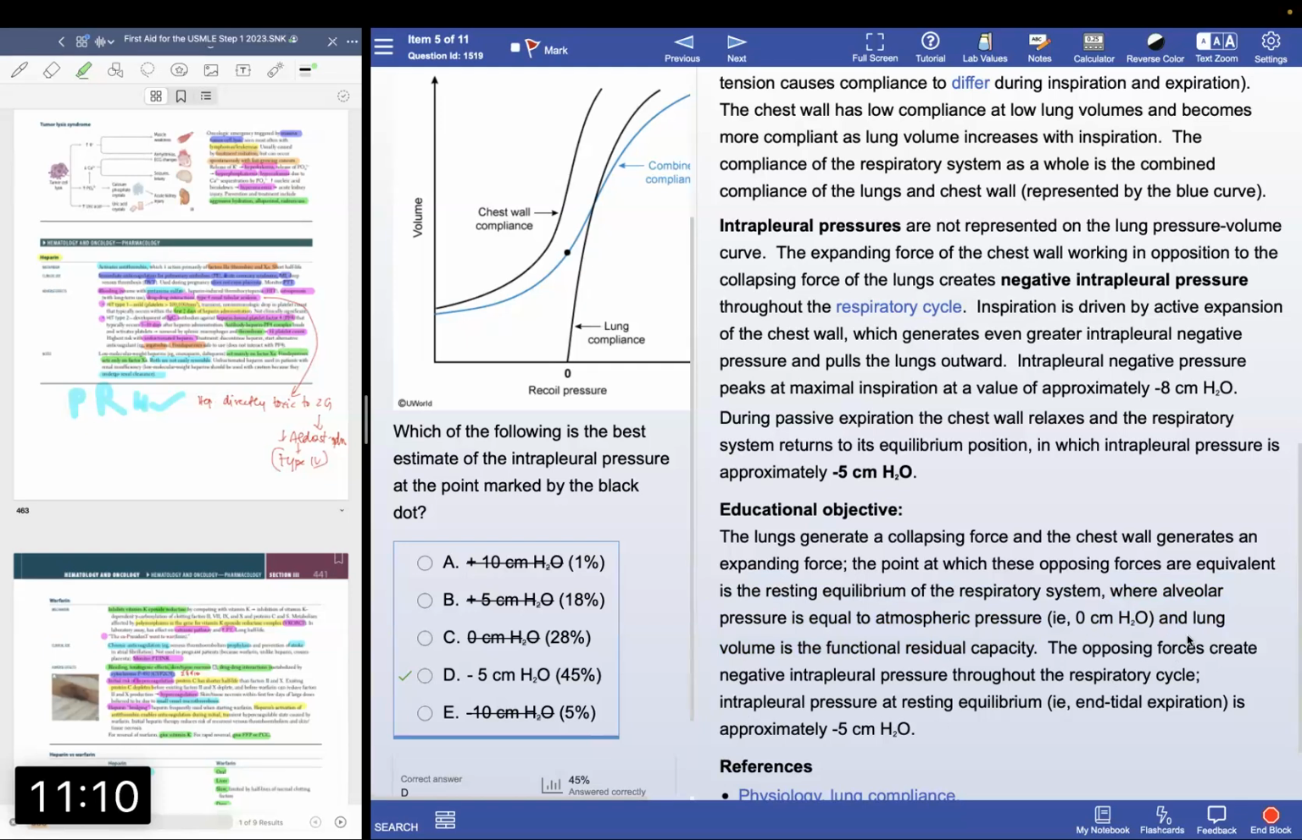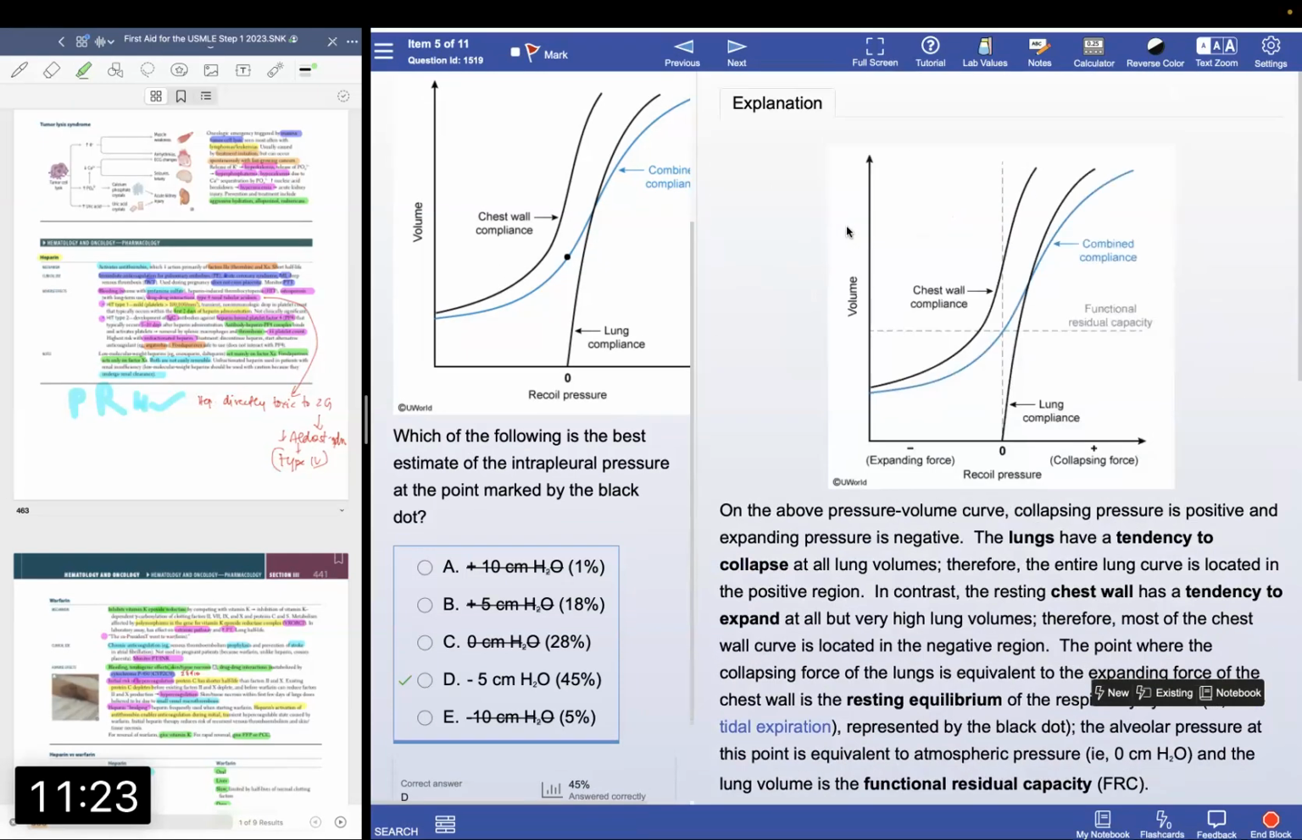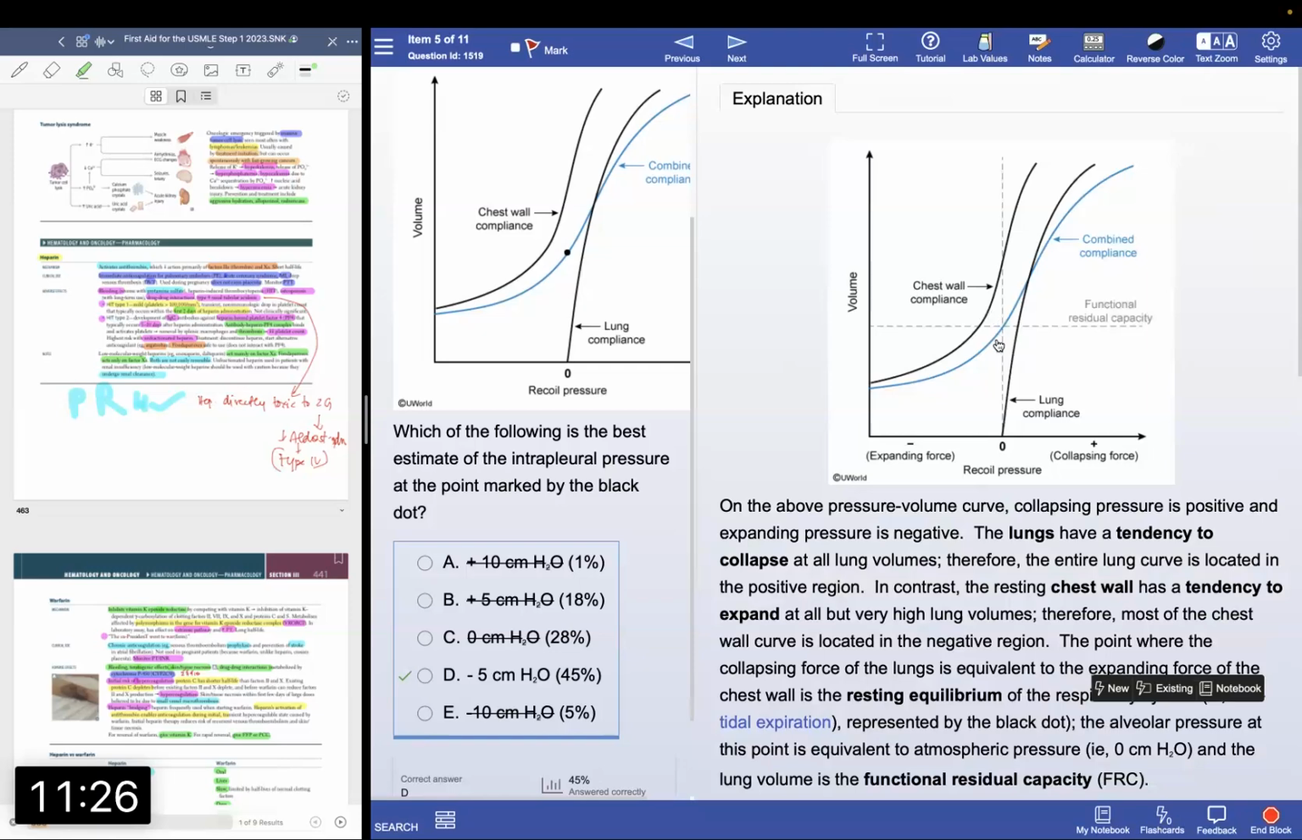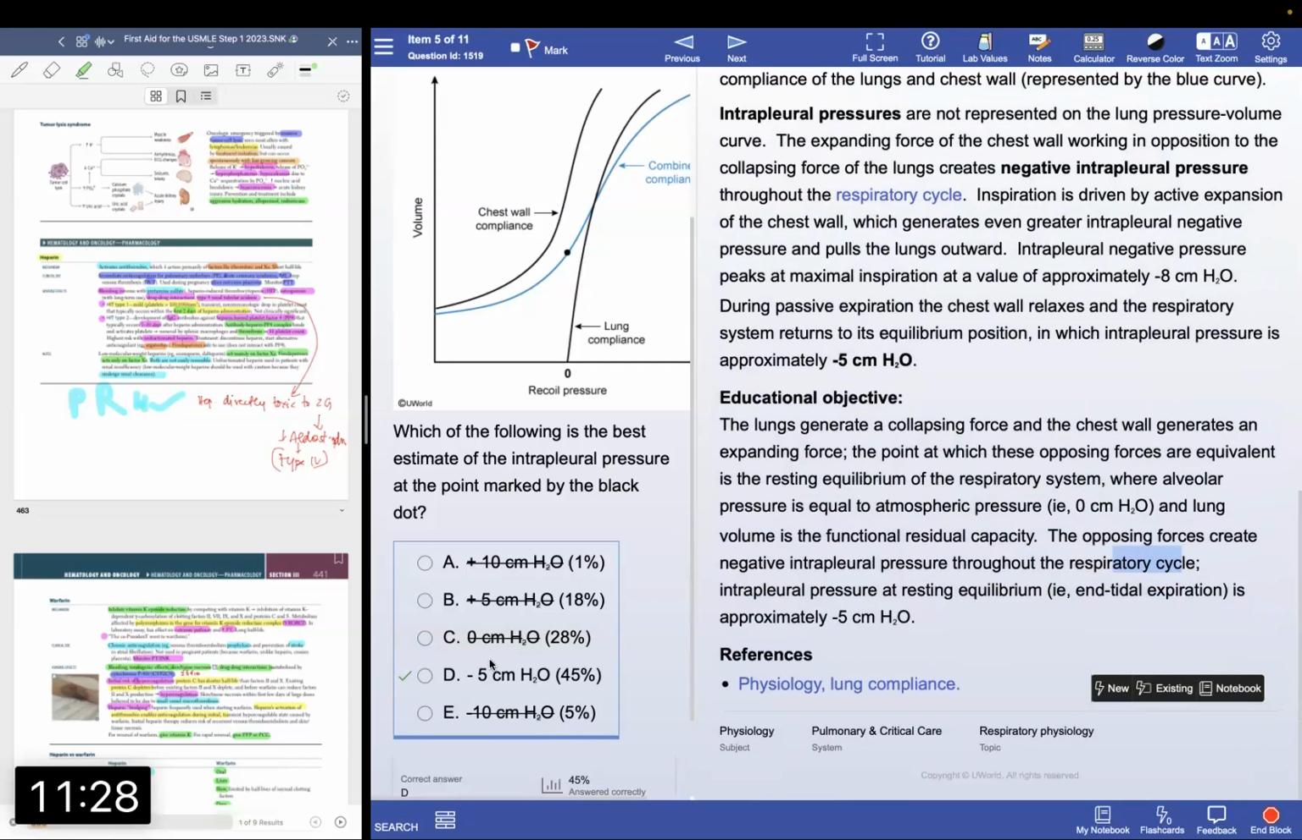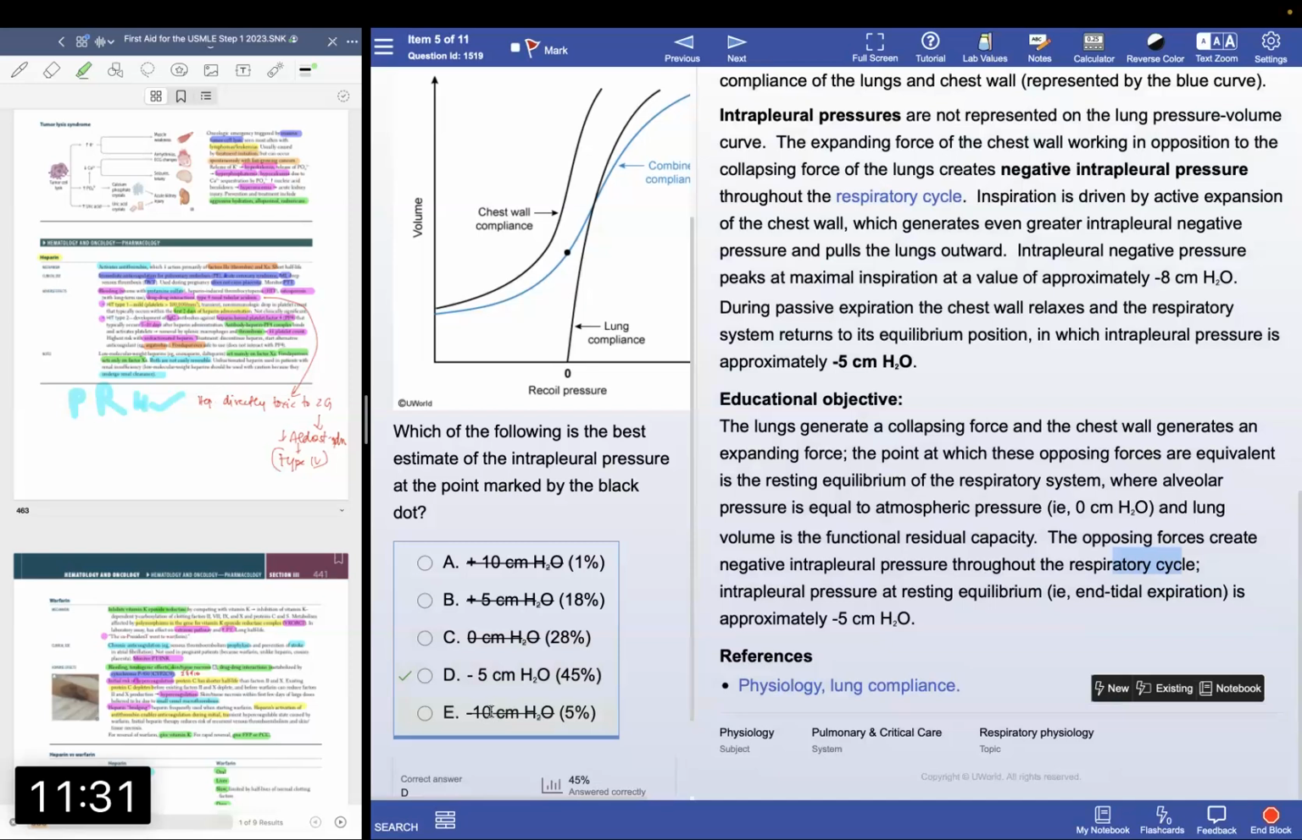So they're asking specifically at resting equilibrium. The opposing forces create a negative intrapleural pressure throughout the respiratory cycle. So pleural pressure is what they're asking, and that will be a negative pressure, which is why the options were between D and E, and the peak is -8, so it cannot be choice E. Intrapleural pressure at resting equilibrium, that is end tidal expiration, is approximately -5.